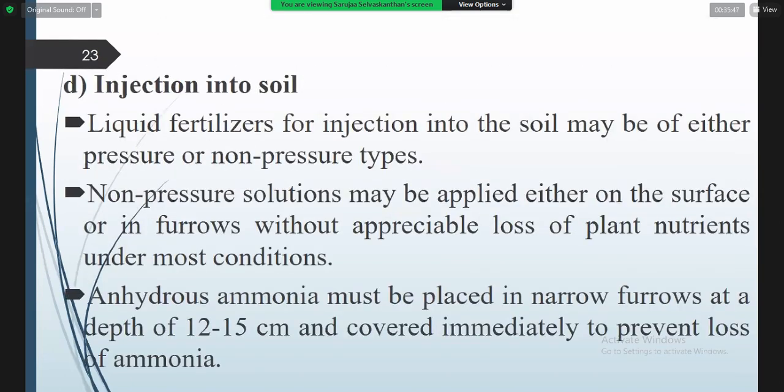Then injection into the soil. Liquid fertilizer for injection into the soil may be of the pressure or non-pressure type. Non-pressure solution may be applied either on the surface or in the furrow without loss of plant nutrients under moist conditions. Anhydrous ammonia must be placed in a narrow furrow at a depth of 12 to 15 centimeters and covered immediately to prevent the loss of ammonia.